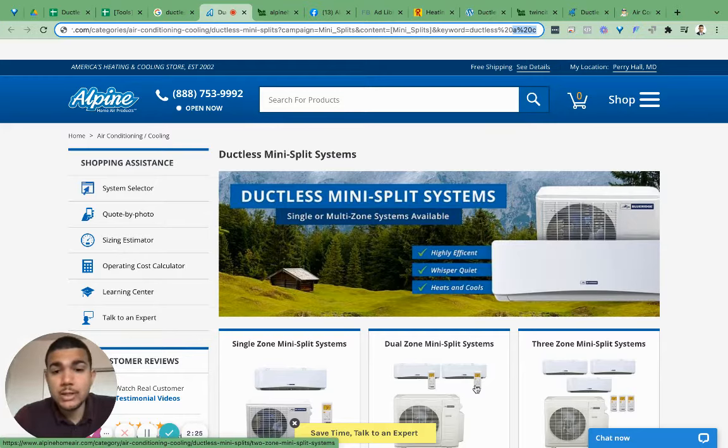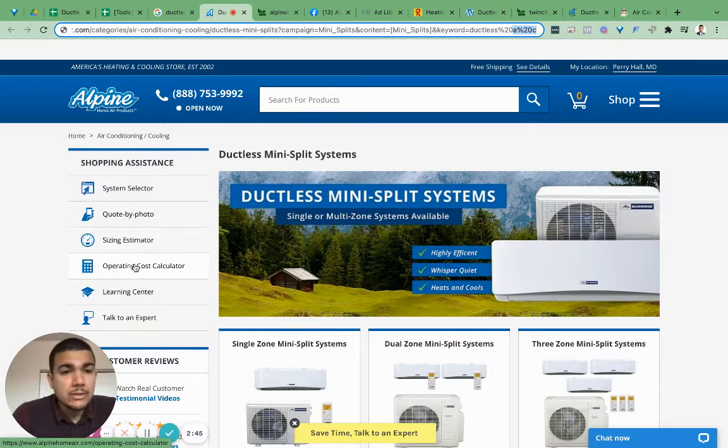So ductless heating cooling, if I were going to do this for them, I would either send them to a system estimator page, operating cost calculator page, or one of their pages where they can download something. They can get their email in exchange for their advertising. So you always want to give something or get something for your advertising. You don't ever want to do it just to be spending money.